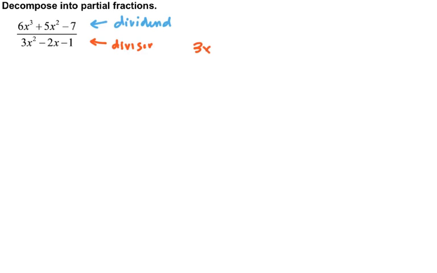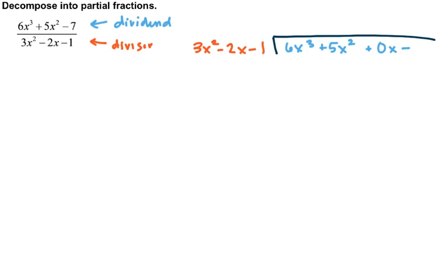So I've got 3x squared minus 2x minus 1, and I want to divide that into my dividend, 6x cubed plus 5x squared plus 0x minus 7. All right, so I used a placeholder because I was missing that linear term. Polynomial long division is review coming into this class. But I'm going to run through my long division process.